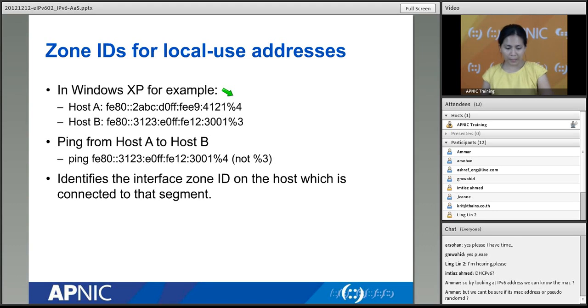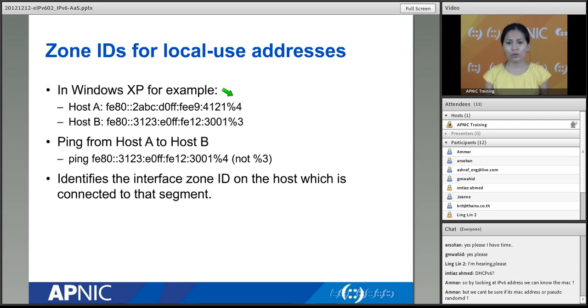Now, going back to this, we're talking about zone IDs. Here there's a percentage sign. It has to do with zones. If you remember, I talked about the unique local address. Before we had unique local address, there was something called site local address. The idea behind site local address is you have these private networks, and each of them will have unique addresses. But the problem is it's vague.